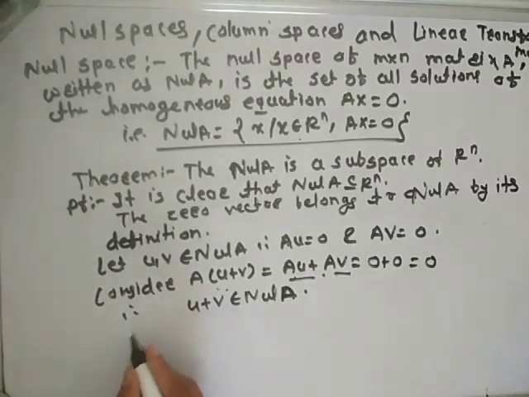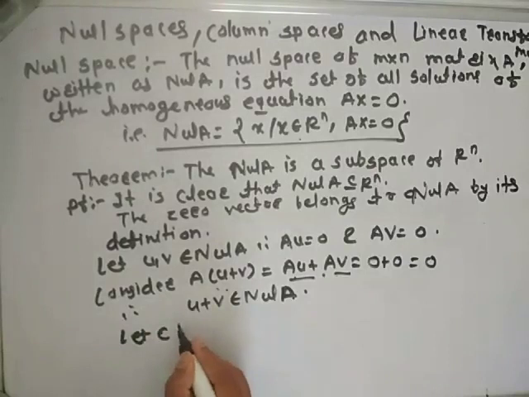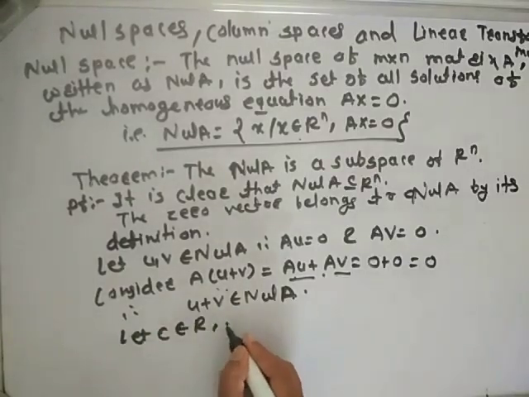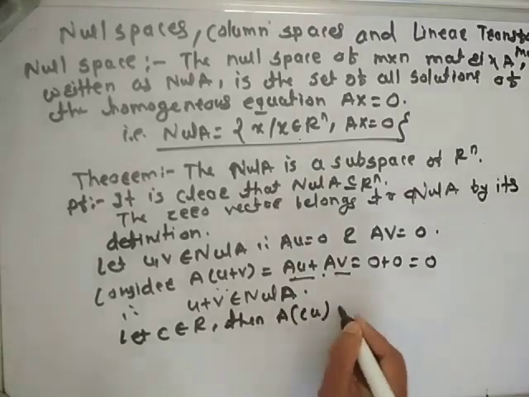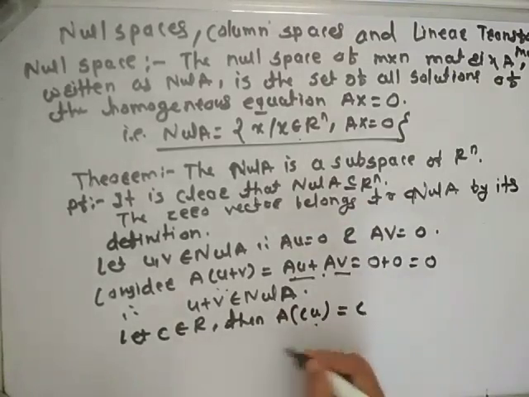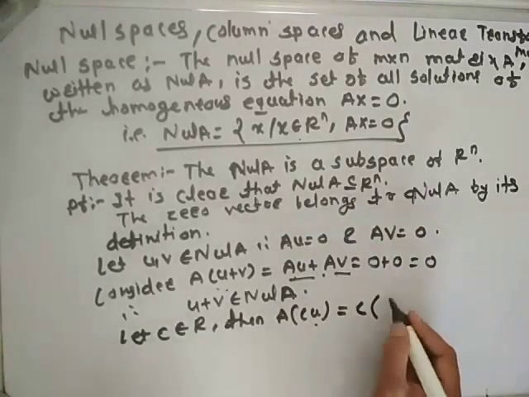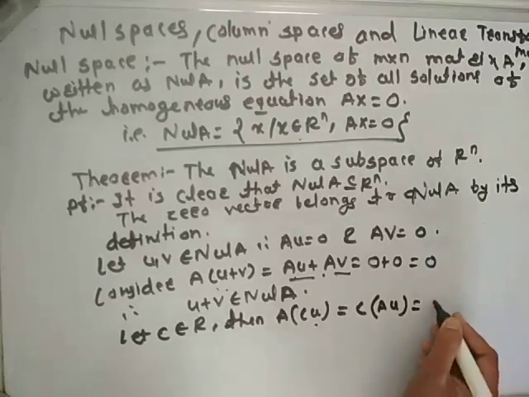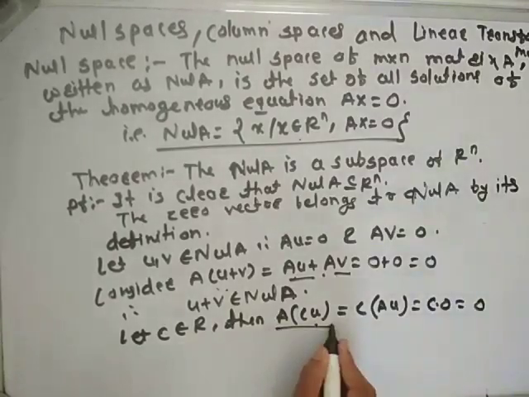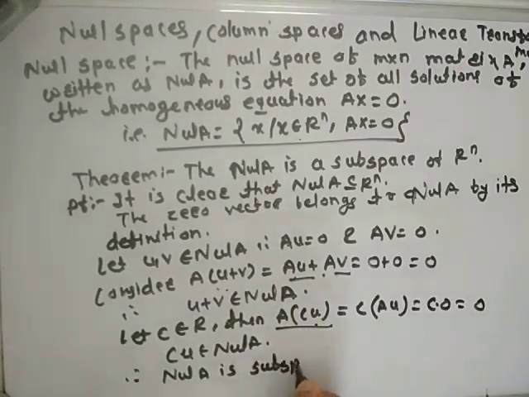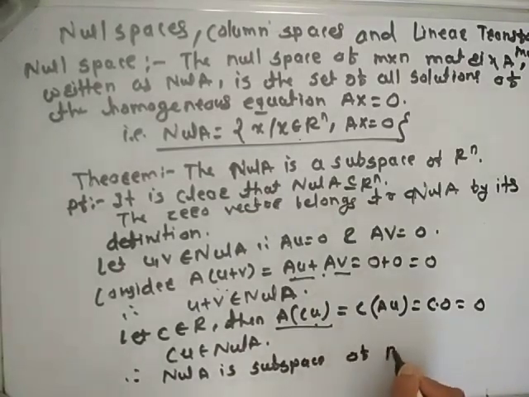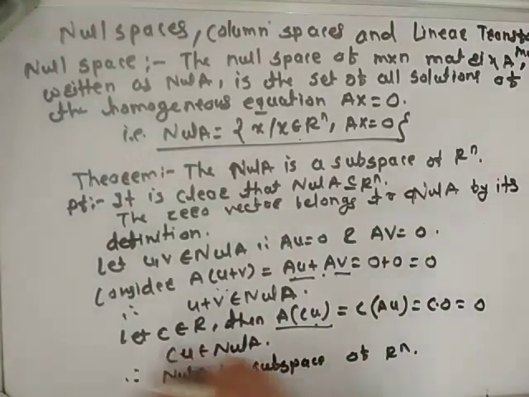Now third, let c belong to R, then A into c into u is equal to, c is a constant, so take it outside the bracket, c into A into u is equal to c into 0, which is equal to 0. That implies c into u belongs to null space of A. Therefore, null space of A is a subspace of R^n. Okay, very simple.